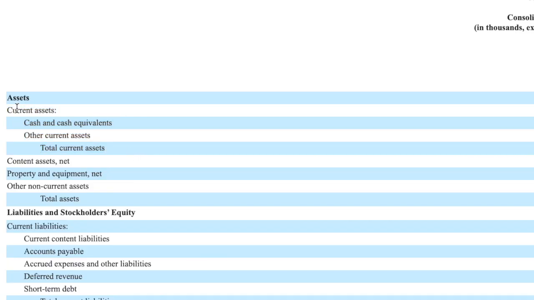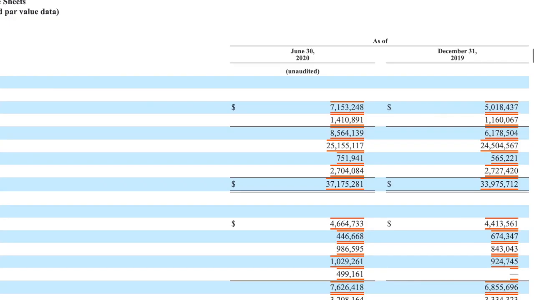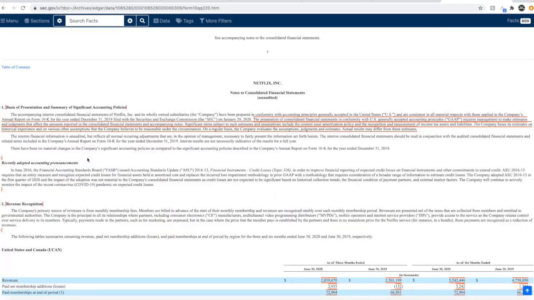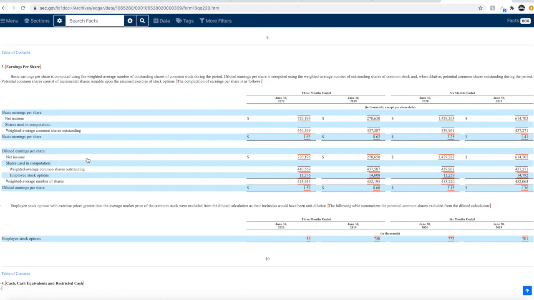Current assets include cash and cash equivalents, as well as what they call other current assets. These are considered the most liquid assets, which just means they can be easily converted into cash. As we can see, Netflix has around $7 billion in cash and total current assets of around $8.5 billion. If we want to find out what the other current assets actually are, all we have to do is scroll down and we can find out a lot more information about different items on the balance sheet.